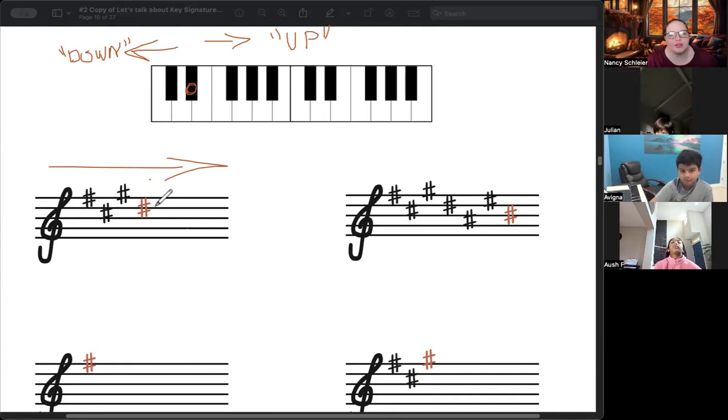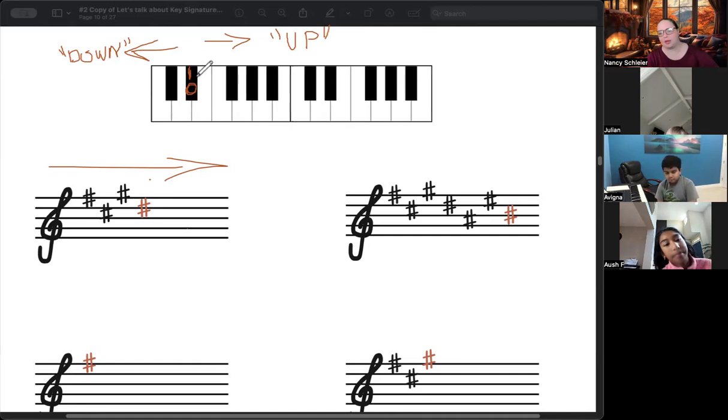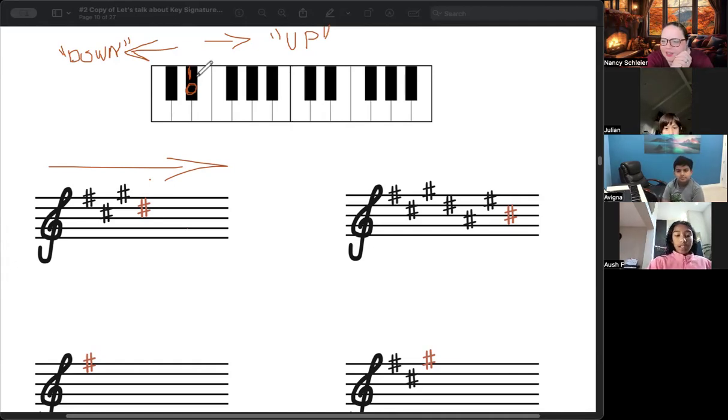Okay, so let's figure out what the last sharp is. Then we have to go up a half step. So if this is our last sharp, what note is up a half step from this one? Keslin, what is it? E. E. So this is the key of? E major. E major. Very good.